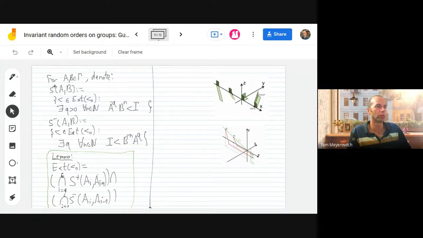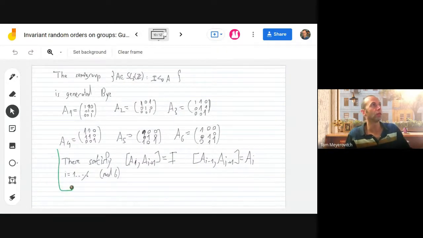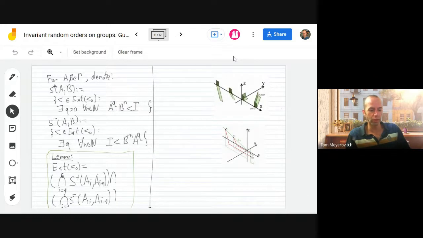If A and B commute, there's precisely one invariant order in these two sets. Now, the basic lemma, by some iteration and using the basic relations that I indicated here, says that any element of the extension is in the intersection of A_{i+1} for i equals 1 to 6. So in some sense, A1 is much bigger than A2, A2 is much bigger than A3, A3 is much bigger than A4, A4 is much bigger than A5, A5 is much bigger than A6, and A6 is much bigger than A1, so a circular kind of thing.